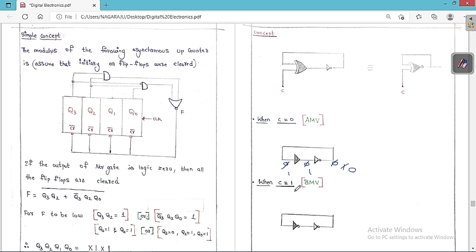Suppose what happens when C is equal to 1? I have already told you that if C is equal to 1 and this input is X, then the output will be X bar because it is going to behave like a NOT gate. So this has now become X bar, and this is also going to behave like a NOT gate. If you do the analysis, both NOT gates together become a buffer, so the input is the same as the output. So we are going to get two stable states. That is the reason it is called a bistable multivibrator. Let me explain with a small analysis like this.